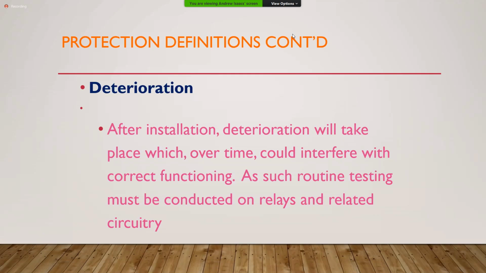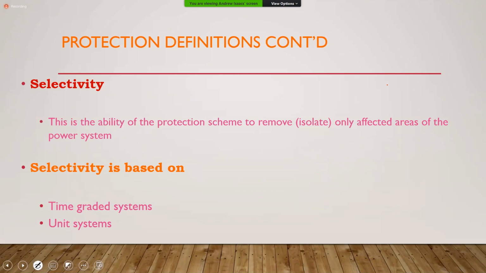So continuing with definitions, we talk about selectivity. Yes. And selectivity deals with the ability to remove or isolate a particular section of the network. Now I know that that may sound quite similar to discrimination, as we mentioned earlier. And we'll soon highlight the difference between the two.